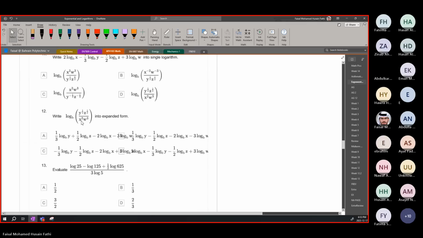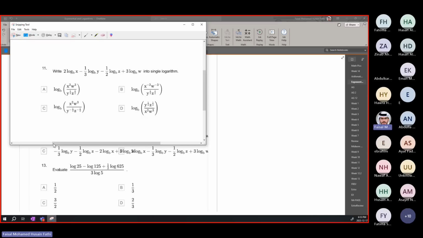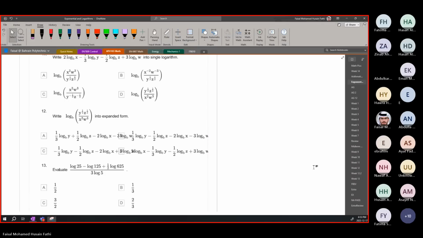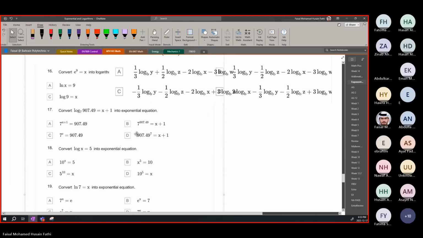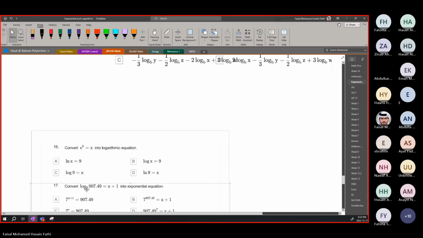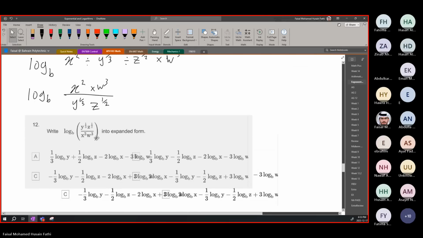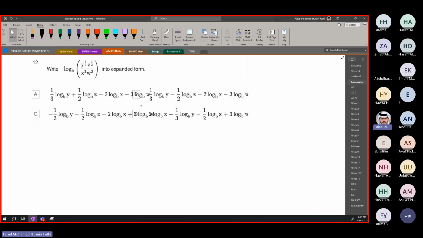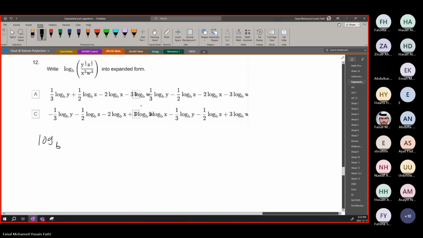So 12. For 12, they want us to do the exact opposite. So this is a good question. They want us to do the exact opposite. Let's do that. As you notice, they are giving us one form and they want us to expand it. So we have log b of y to the 1 over 3 z to the 1 over 2 over x squared w cubed.